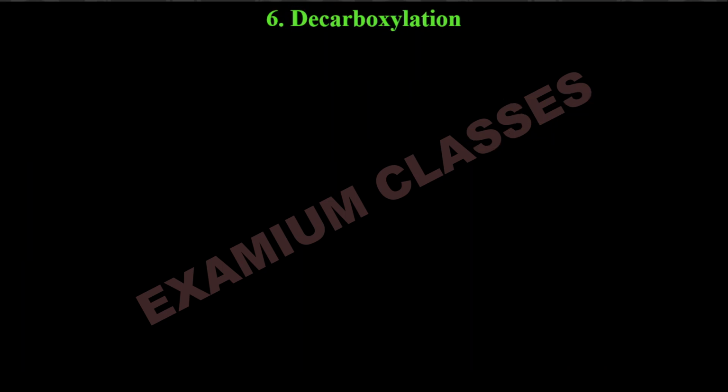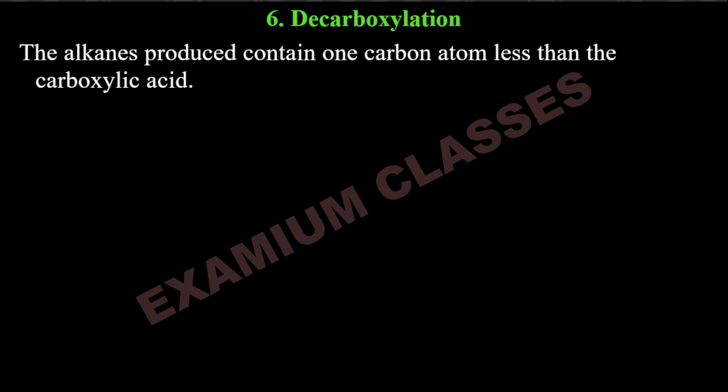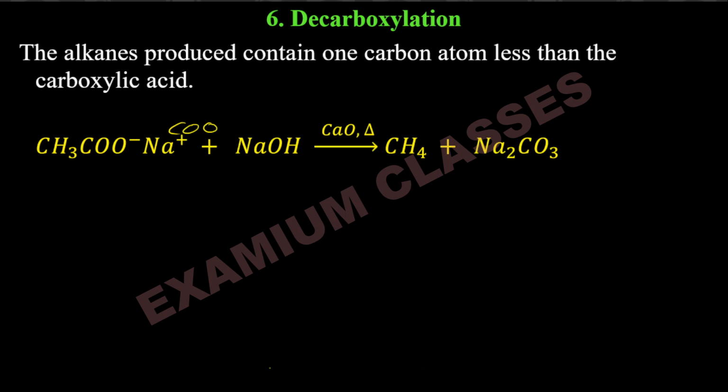Next, decarboxylation. Decarboxylation means the carboxyl group goes away from the sodium salt of the acid. Sometimes you might get this reaction written from the carboxylic acids themselves. So instead of the sodium salt of carboxylic acid, it might be written as: decarboxylation is the removal of the carboxyl group from the carboxylic acid only. The alkanes produced contain one carbon atom less than the carboxylic acid. The reason is very simple: the carboxyl group that contains carbon is removed, so we will get one carbon less.